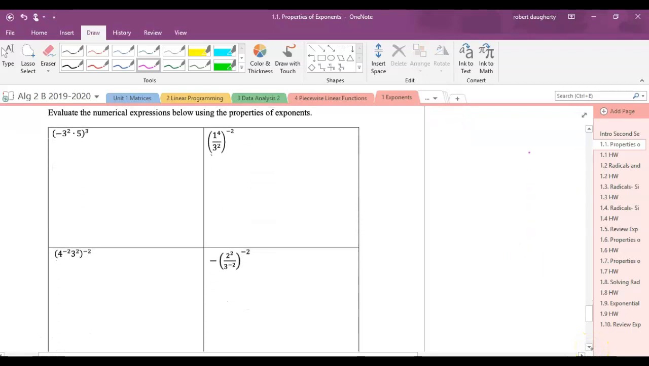So let's evaluate these numerical expressions using the properties of exponents, okay? What do I need to do here? What is being cubed? Everything in the parentheses is being cubed. So I've got negative 3 squared, and that has to be raised to the third power, times 5 to the third power. So how do I handle this?